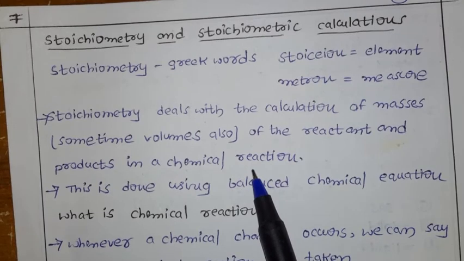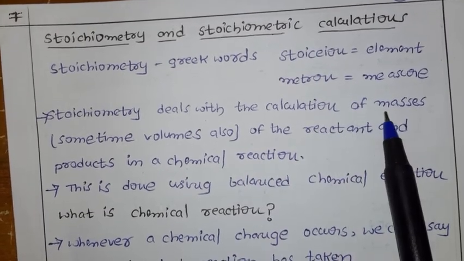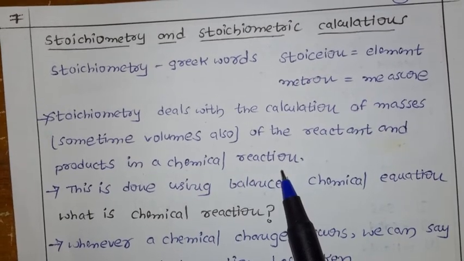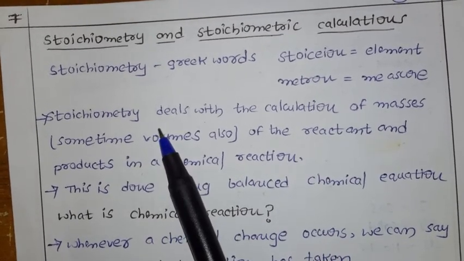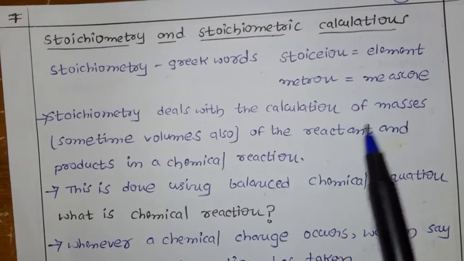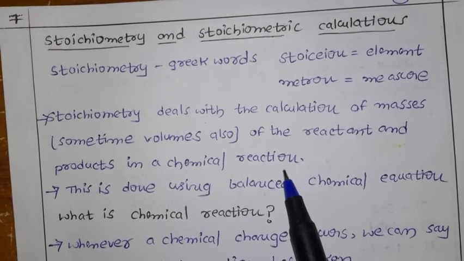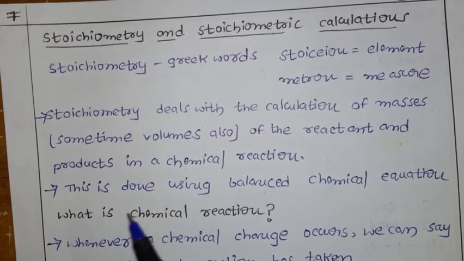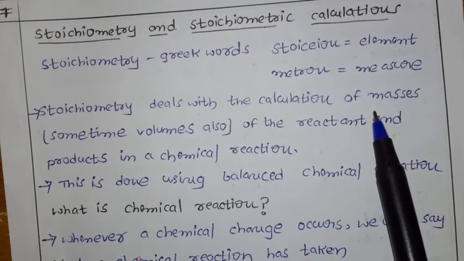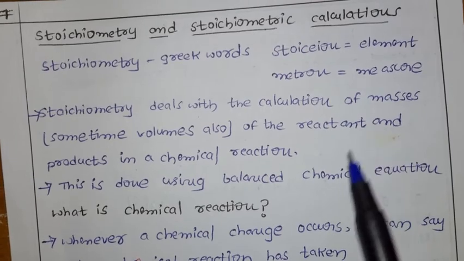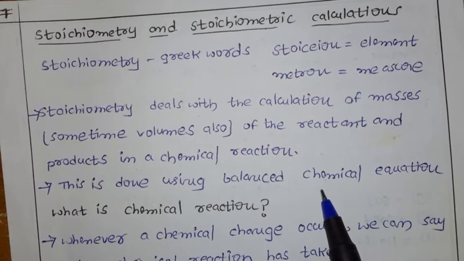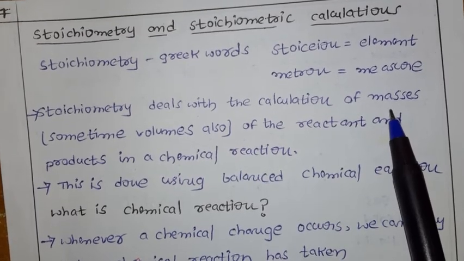Simply, stoichiometry means you are going to calculate the masses of reactants and products in a chemical reaction. So in stoichiometry, you have the calculations for masses of reactants and products in a chemical reaction. This is done using a balanced chemical equation. So while doing the calculations of masses, you have to go for the balanced chemical equation. That is very important.